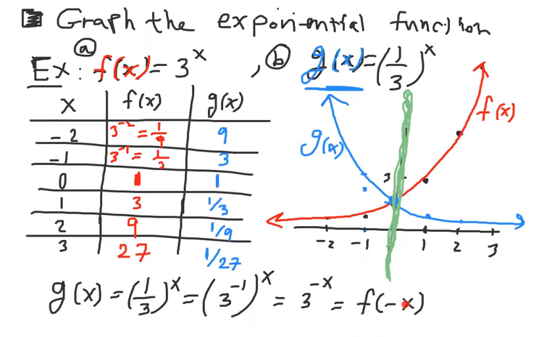That means if we want to graph this function f of -x, we have to reflect f of x around the y-axis, which gives the function g of x. Any question before we move to the next slide? Is it clear for all?